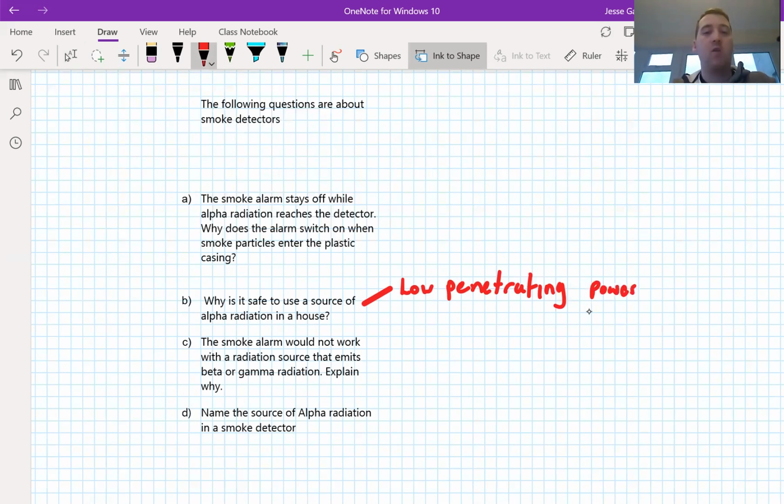The smoke alarm would not work with a radiation source that emits beta or gamma radiation. Explain why. Well, hopefully you've mentioned something about smoke particles would not stop or block beta or gamma radiation.